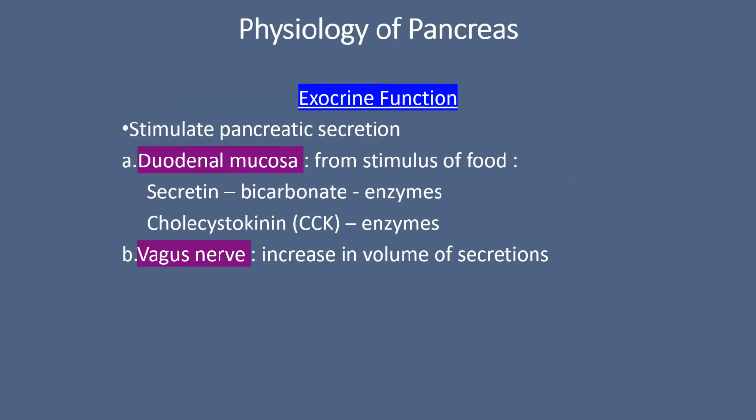The physiology of the pancreas. The exocrine function of the pancreas is very simple. It stimulates the pancreatic secretion. In this respect, the stimulus of food in the duodenum stimulates the secretion from the duodenal mucosa of secretin and cholecystokinin, which in turn increase the secretions from the pancreas. The vagus nerve increases the volume of these secretions from the pancreas.